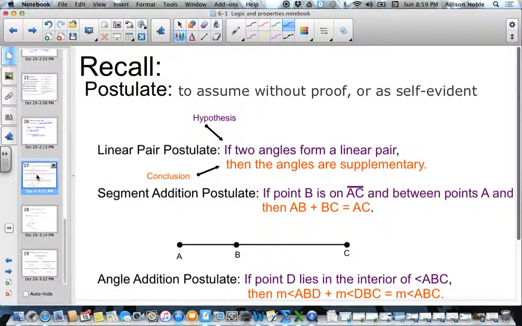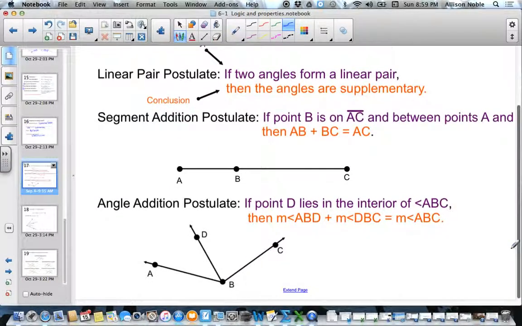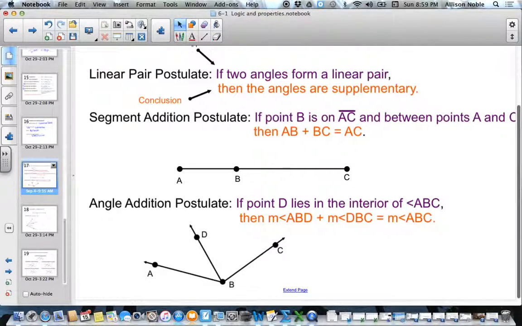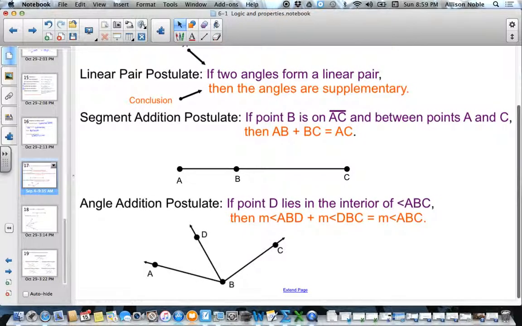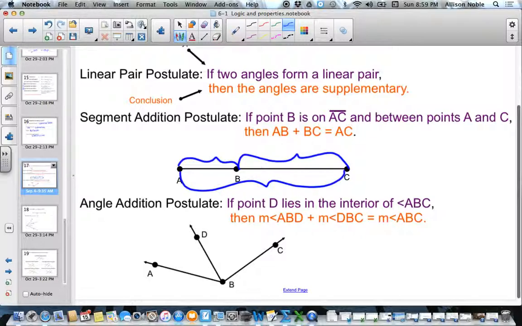Segment addition postulate says that if point B is on AC, and in between points A and C, then AB plus BC equals AC. So that's saying that this plus this equals the entire thing. Angle addition postulate, same idea. All it's saying is the measure of this plus the measure of this would be equal to the entire angle measure.